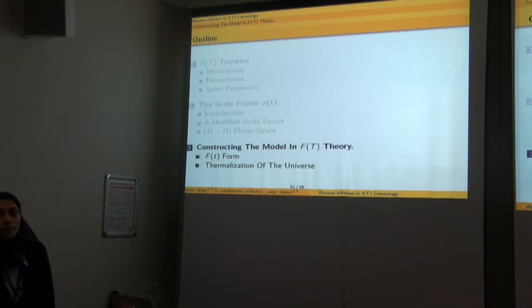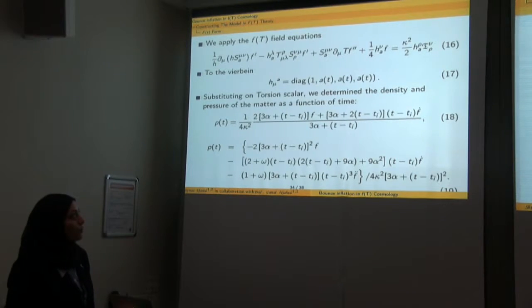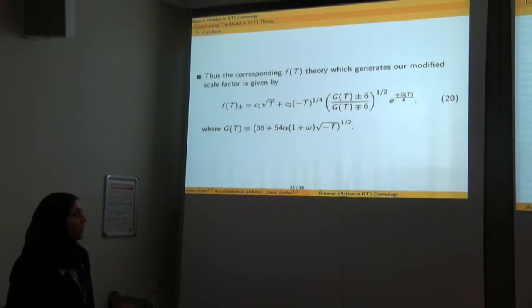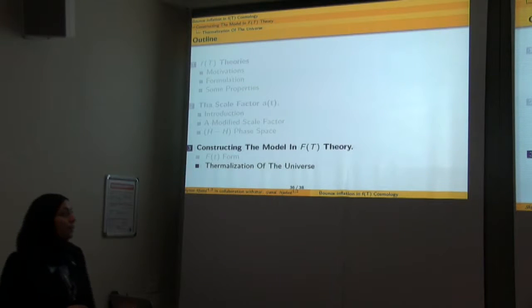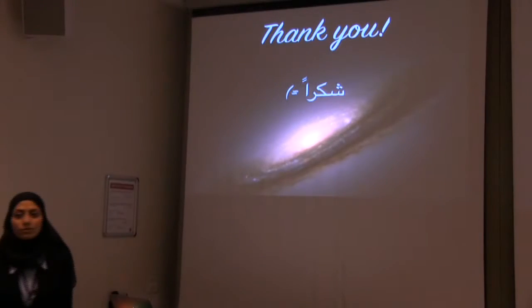Okay, now we can start constructing the model in f(T) theory, the f(T) form. If you apply the f(T) equation for this tetrad and substitute the torsion scalar in the equation, we have the density and pressure as functions of time in these two forms, and we can find the form of f(T). The last thing is the application for this model and normalization of the universe. We can use it in reheating in bounce universe and unify inflation and dark energy condition. Thank you.